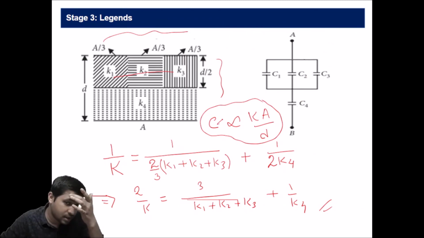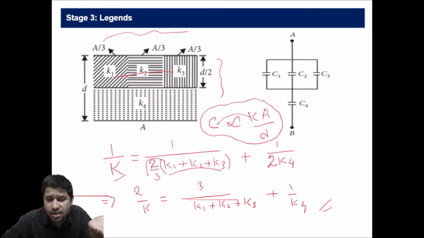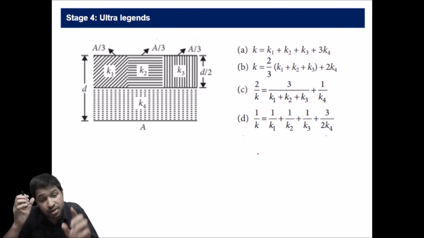We know that C is directly proportional to K. So the structure is definitely going to be 1 by K is equal to, these are in parallel, this and these are in series, and these constants will come based on what are the area and distances of your capacitor. So this is the third stage, which I am calling as legends. There is a fourth stage which I call as ultra legends. Now, when you reach this stage, you will not even do any calculation. Just by staring at the options, you can come at the right answer.